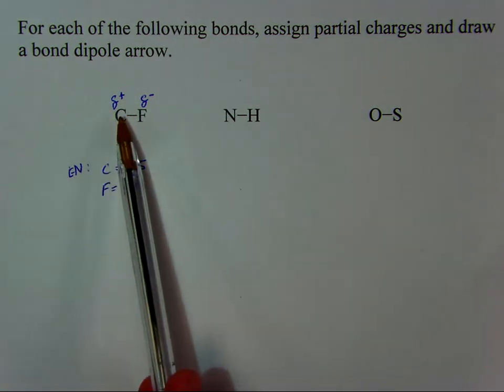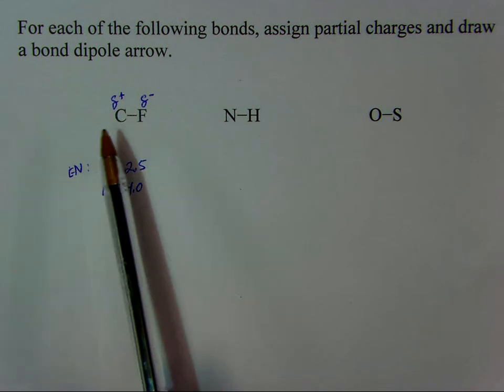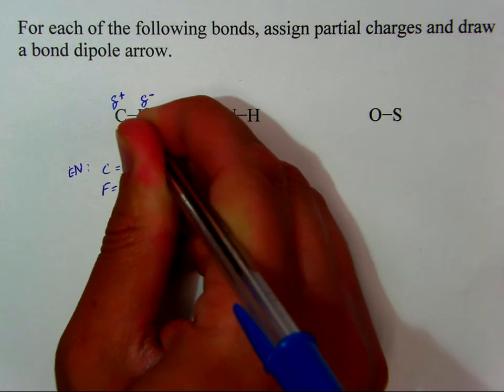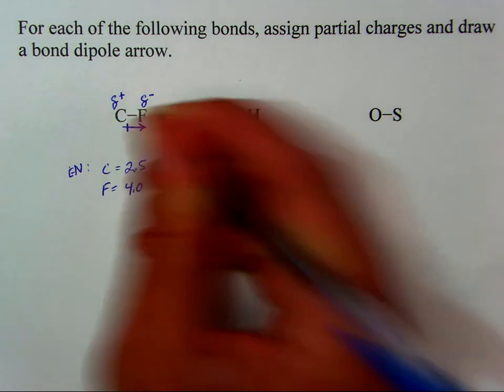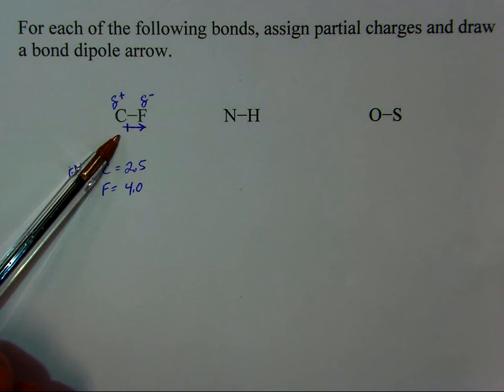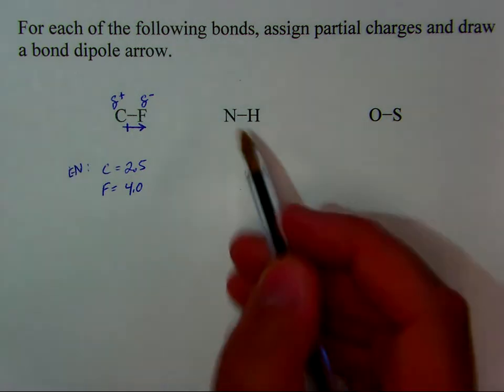For a bond dipole arrow, that arrow points in the direction that the electrons are being pulled within the bond. So it's always going to point from plus to minus like this, and it's going to be parallel to the bond. So here are our partial charges. Here is our bond dipole arrow for this bond here. Let's look at the second one now.